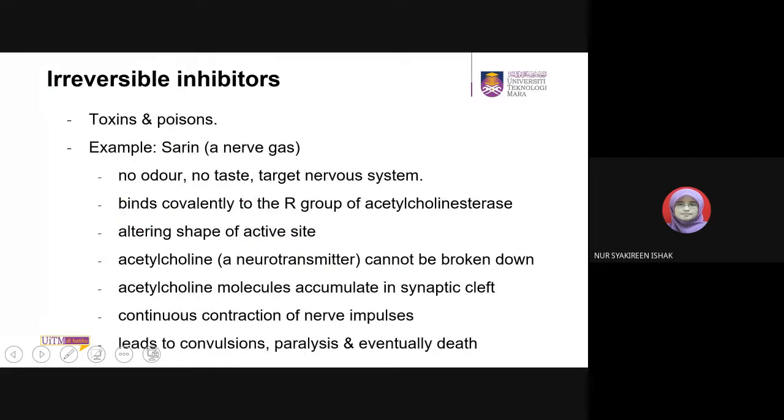For example, toxins and poisons can act as irreversible inhibitors. They destroy the enzyme function permanently. For example, sarin, which is a type of nerve gas. It has no odor, no taste, and it targets the nervous system.